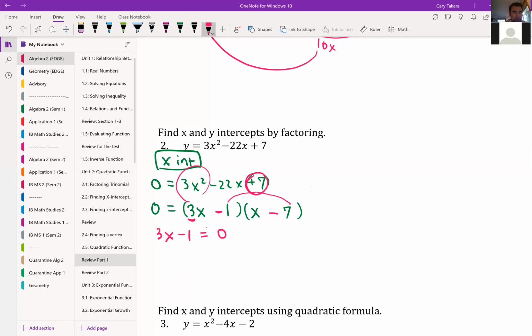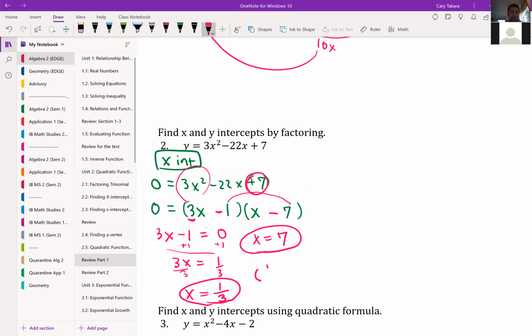So when you add 1, you get 3x equals 1. And then divide by 3, divide by 3. And x is actually not 1, but 1 over 3. And then the other one, x equals 7. So these are the solutions. It is (1/3, 0) and (7, 0). Will you take a look at that?